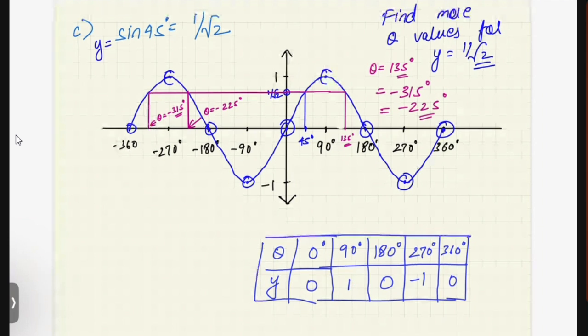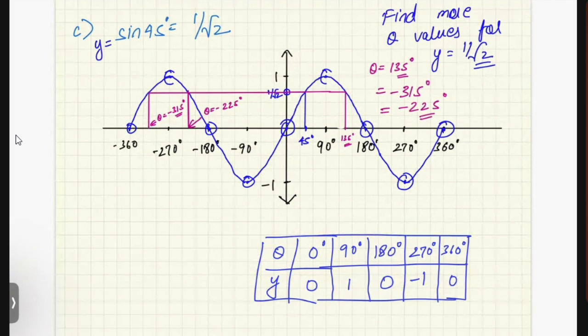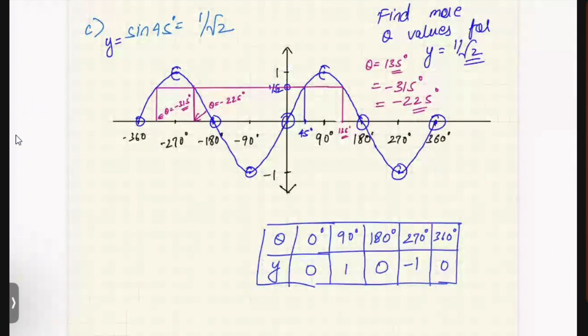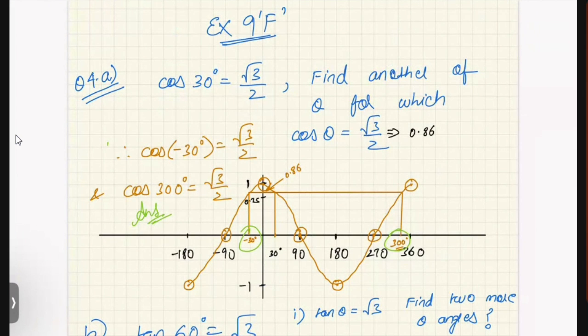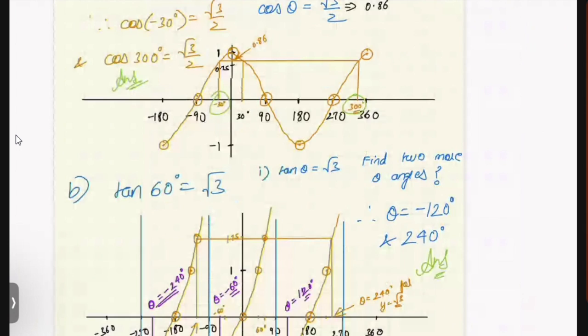Understood? Clear? Any doubts? So what did we learn today? This is how you find multiple theta values, or multiple angles of trig ratios, which give you the same value. When they say same value, they mean the value of y.